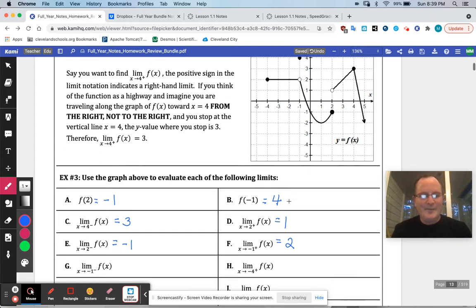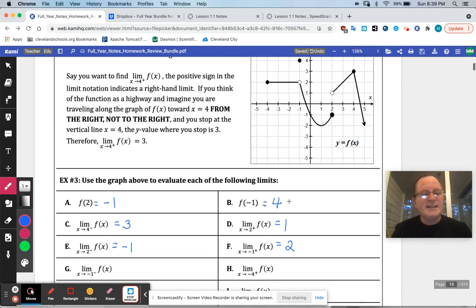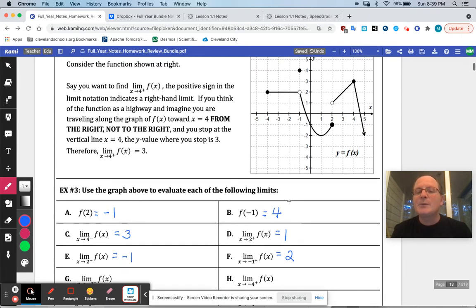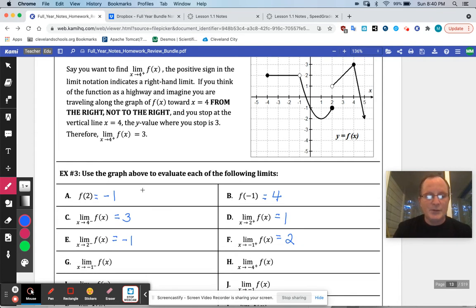The next one is x approaches -1 from the left. I don't know that this even happened if I'm traveling on the road. So if I'm traveling from the left, it's 2 all the way across. So I'm definitely approaching 2. It is 2 because it's constant, but we're still approaching that value as x approaches -1.